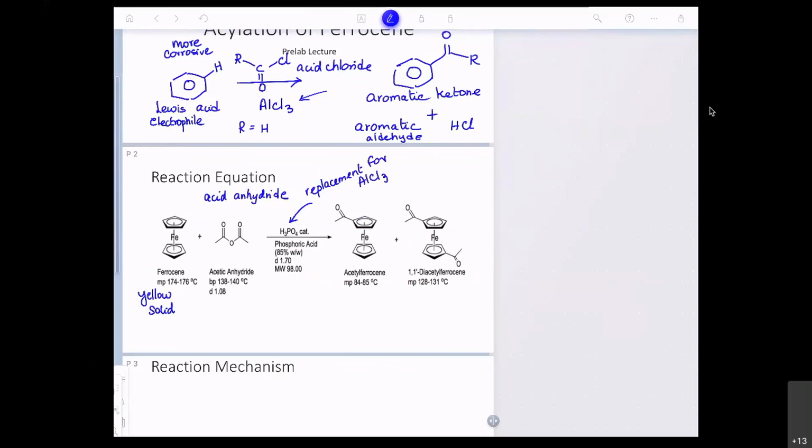Typically, these reactions involve a solvent. The solvent is usually a nonpolar solvent, or a mix of nonpolar and polar. But here, our phosphoric acid also functions as a solvent. So it is both a catalyst as well as a solvent. One other thing that can function as a solvent for us is acetic anhydride.